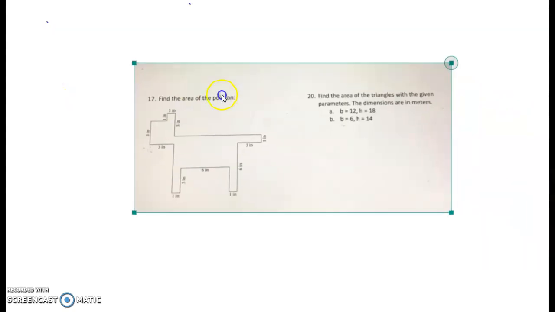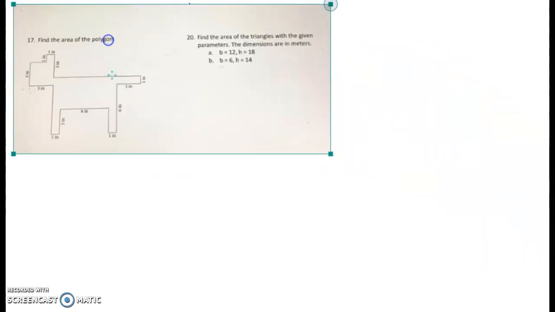So we're gonna do one more with the area, finding areas. I'll put a poster out there. There is the question. Let's get started.